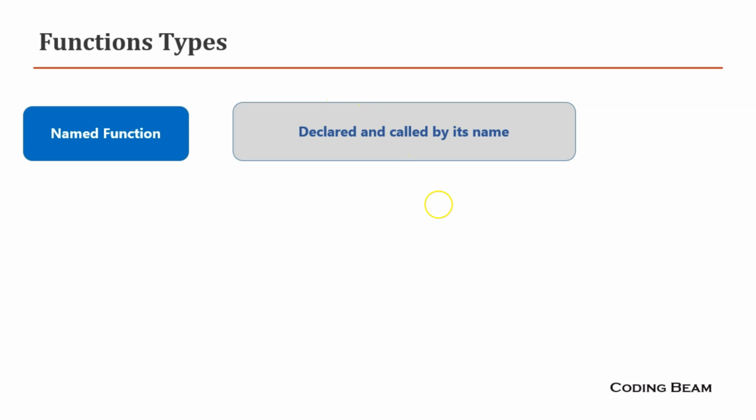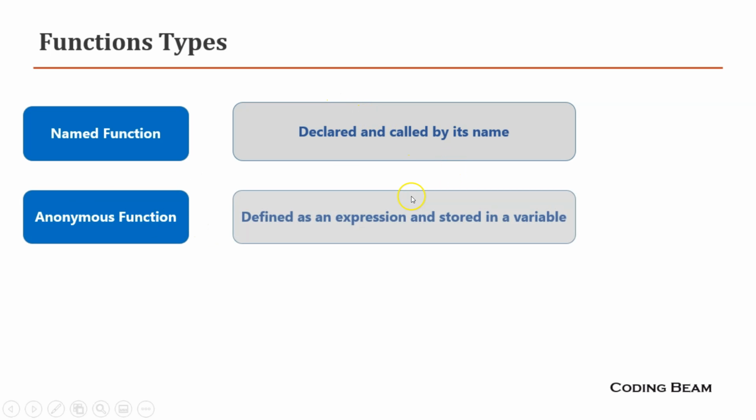Now the second type of function we have in TypeScript is the anonymous function. An anonymous function is one which is defined as an expression, and this expression is stored in a variable. The function itself does not have a name, but these functions are invoked using the variables, and the variable names are the names which we can call after the function is stored in a variable.